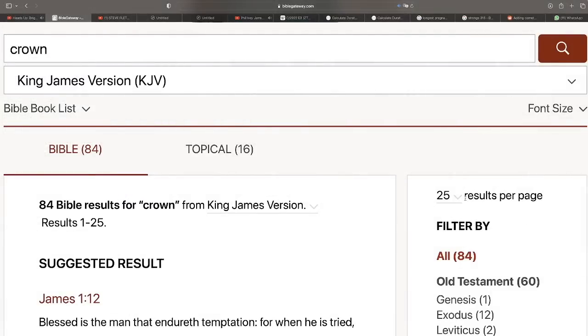Okay, so on January 12th, and all the way through from Hanukkah, we were seeing the crown. It was in the crown on Hanukkah.